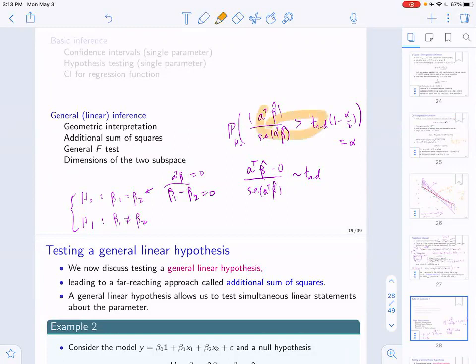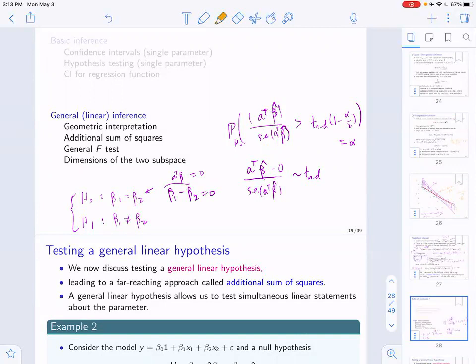So the test is this: you reject if this is bigger than the threshold, and not otherwise. It's very similar to testing for beta hat i. The only thing that's different is the standard error, and of course the variance. So the estimate and the standard error. The way that you form the t statistic is a little bit different, but everything else is similar.